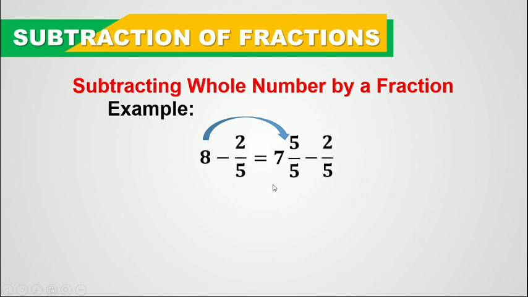So we can now carry out the operation. So just copy 7 since there is no whole number in this subtrahend, and then just copy 5 because that is the common denominator, and then subtract the numerator. So 5 minus 2, that's 3. So therefore, this is now our answer for this particular exercise, right? Now what about this one?